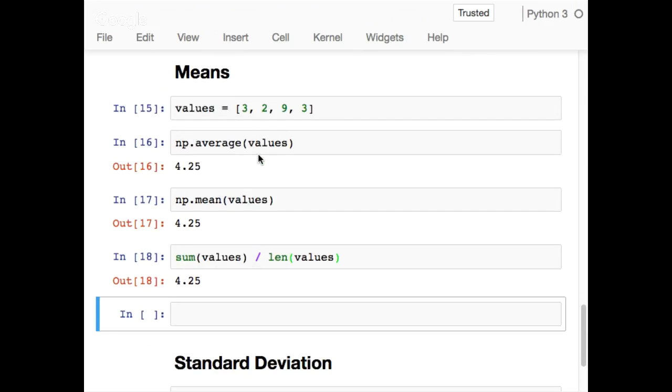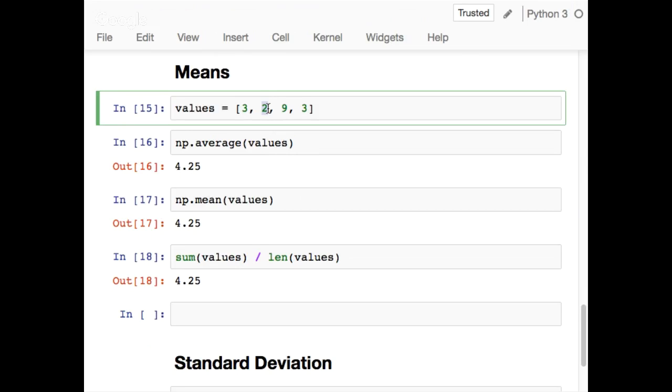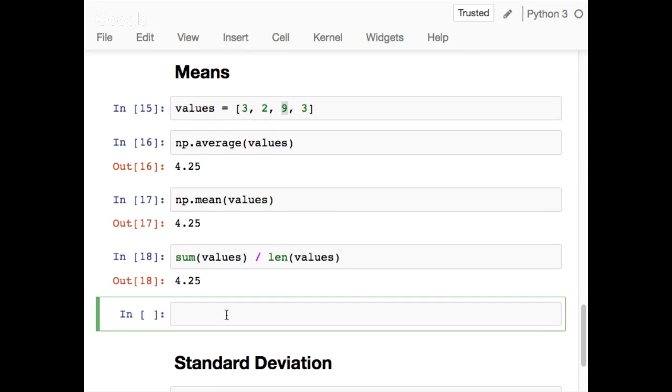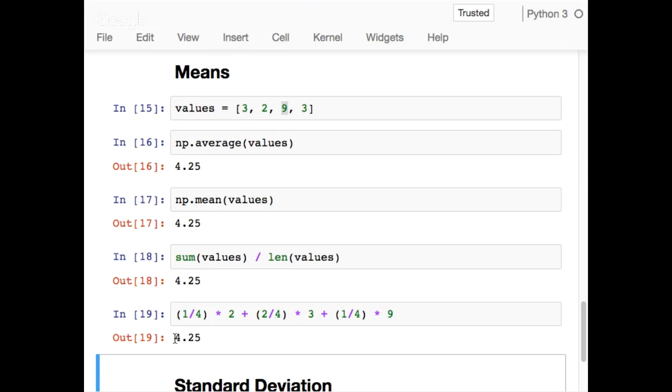Another way to think of the mean is what we call a weighted average, based on how many times each value appears. For example, here 2 appears once, 3 appears 2 times, and 9 appears once. So what we can do is take the proportion of times each number appears, multiply, and then add. 2 appears once, so the proportion is 1 out of 4. Then 3 appears 2 times. And then 9 appears once. That's 9, and you get the same thing, 4.25.